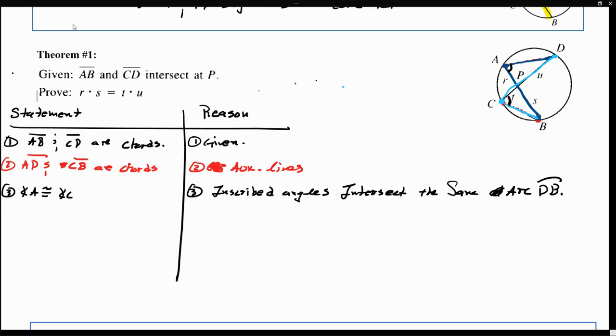So what else can we see from this figure? Well, notice that this angle right here, which let me call angle X, and this angle right here, which let me call angle Y, are both congruent to each other. So angle X is congruent to angle Y, and the reason why is because they're just vertical angles.